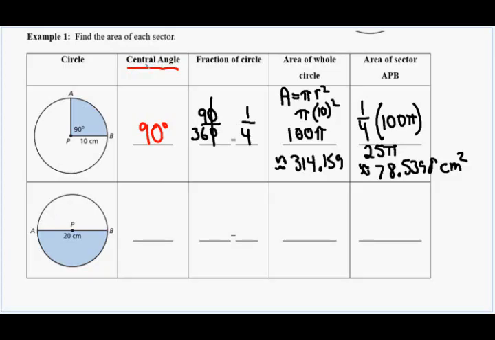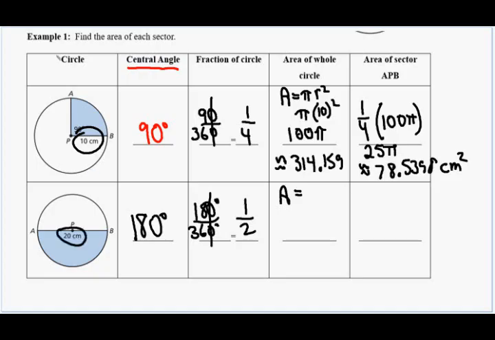Second one down, our central angle, that looks like a diameter. So we've got 180 degrees. As a fraction, 180 degrees out of 360. Drop the zeros, divide by 18. That's a half of a circle. So the area of our full circle, now here they gave us the 10 centimeter radius. Here it's a 20 centimeter diameter. So it's actually going to be the same. Pi times 10 squared. So that is 100 pi.